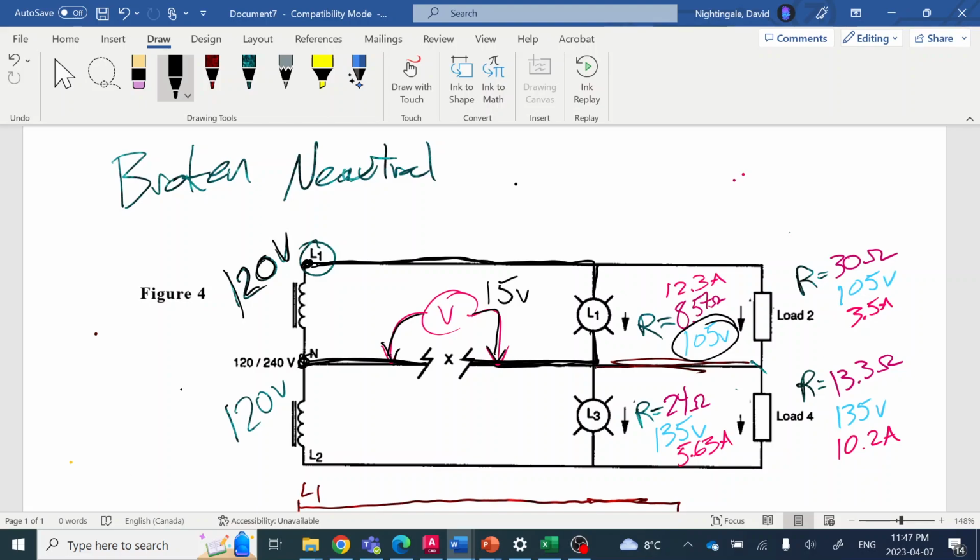Likewise, if I trace this way across line 2 and load 3, well, I have 120 volts to start with and 135 volts across load 3. So those need to match, so I have a potential difference of 15 volts, again, between 135 and 120 volts. So a potential difference of 15 volts on the neutral is again confirmed. So that's how you solve that particular question.